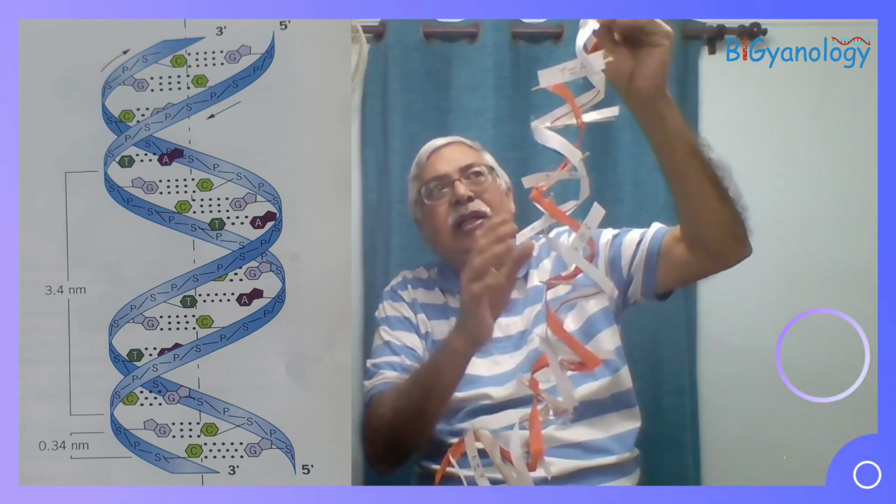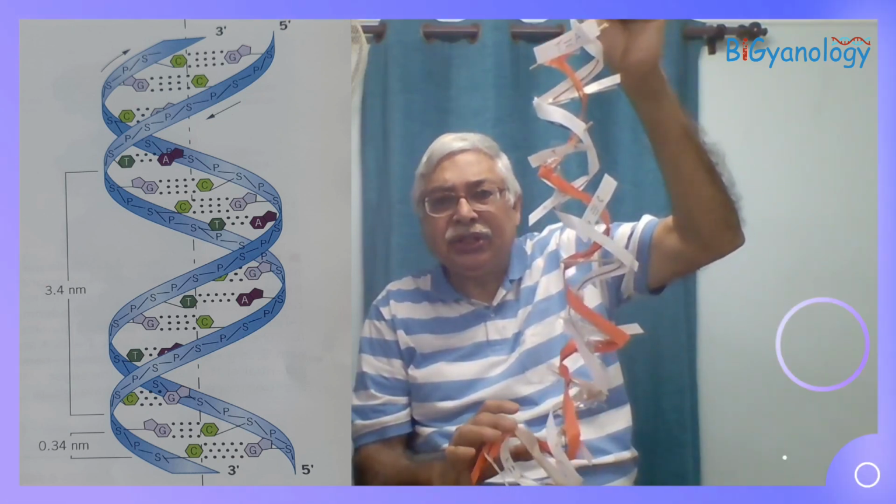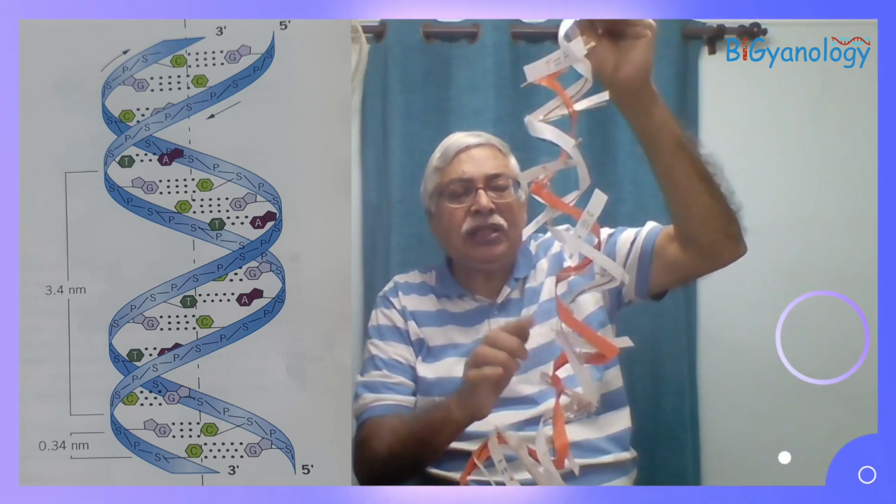So I have shown two colors. The orange chain is a new one which is prepared on the old chain, the white chain. And so this is semi-conservative DNA.